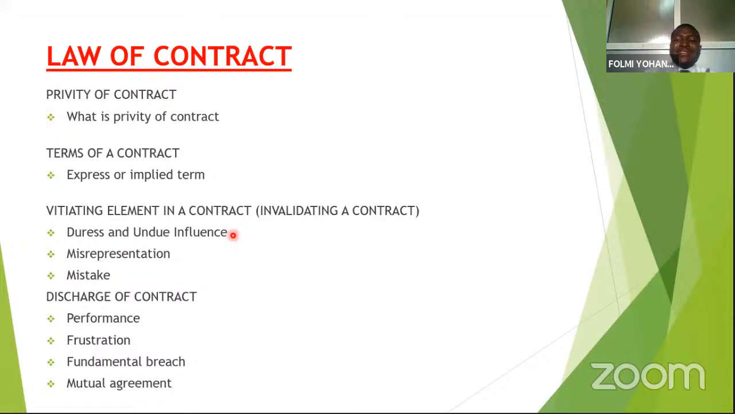Then we have fundamental breach. Let's say you order an iPhone from Konga, then Konga decides to supply an HTC to you. In that case, there's a fundamental breach of the contract, and in such a case, that contract cannot be said to be valid. In the end, the contract is discharged, and a contract can also be discharged by mutual agreement. Parties can just decide, okay, let's just discharge the contract. We don't want to go into the contract anymore. We are okay. So in such a case, that contract can be said to be discharged mutually.